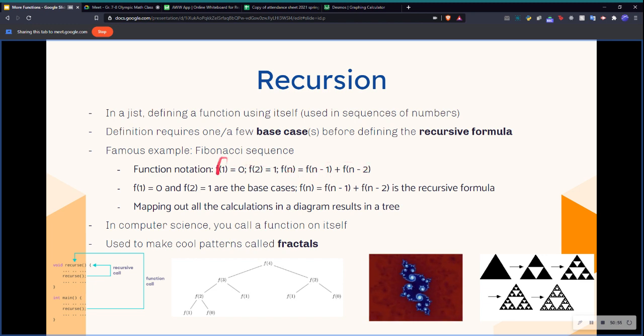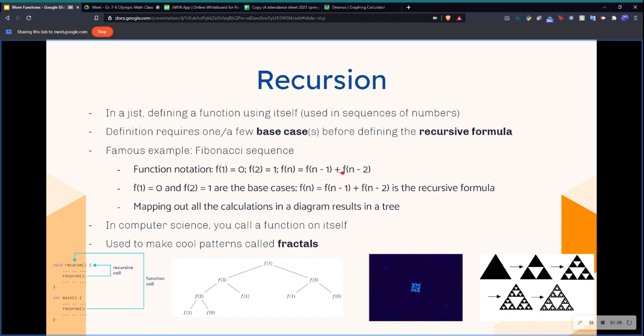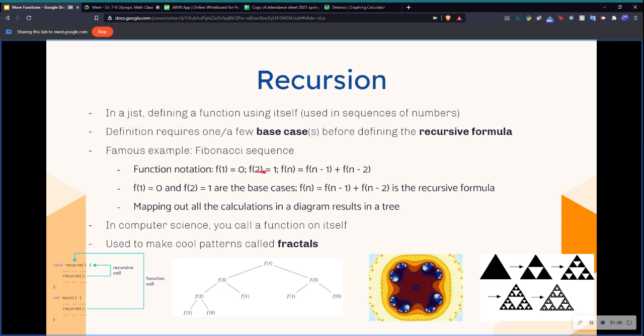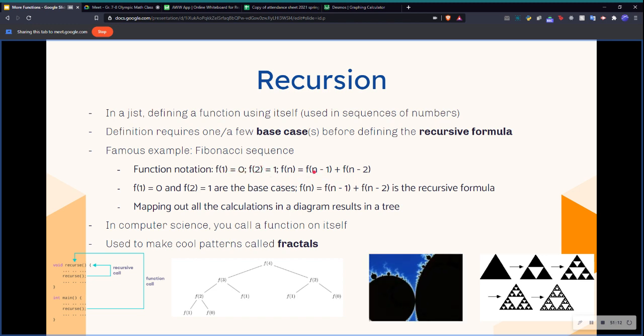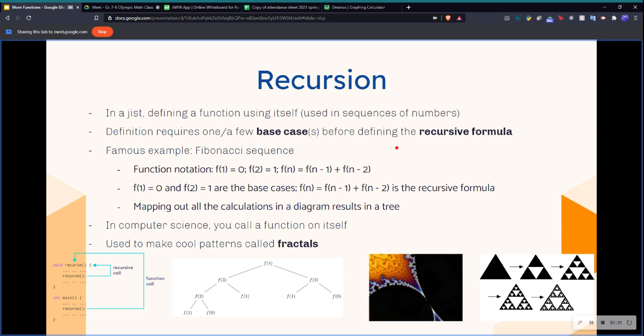So if we try to find, say, f at 3, this would be equal to f at 3 minus 1, which is f of 2, plus f at 3 minus 2, which is f of 1. And you see that f of 1 and f of 2 are defined. So this means you get 0 plus 1, which gives you 1. So f of 3 would equal 1. And then you just continue that with the other terms, right? So f4 would be f3 plus f of 2, which gives you 2. And f of 5 would give you 3. And then you have 5 and 8 and so on. So that works.